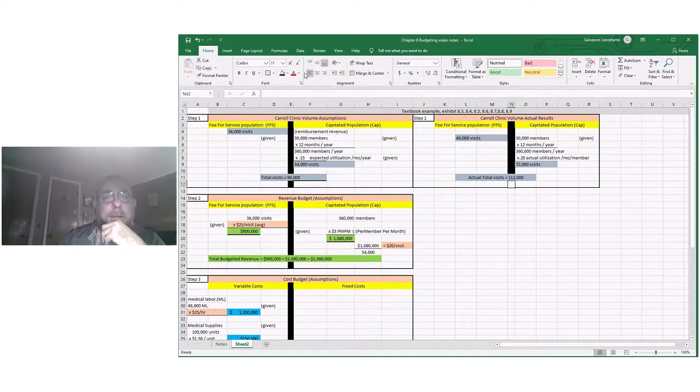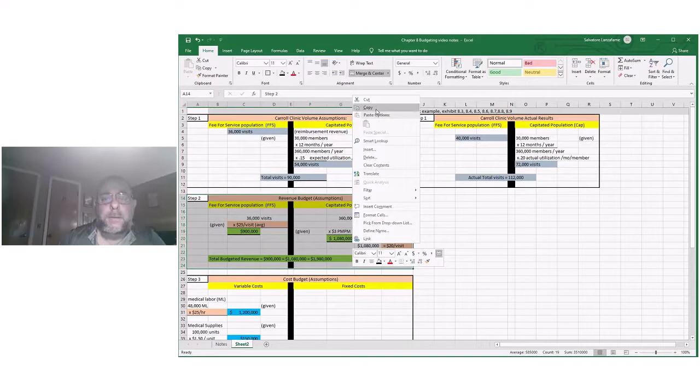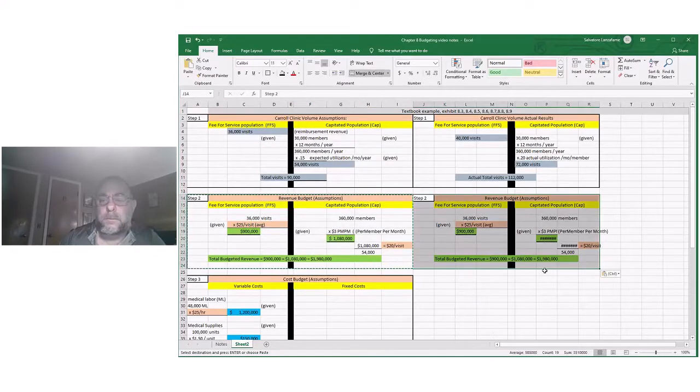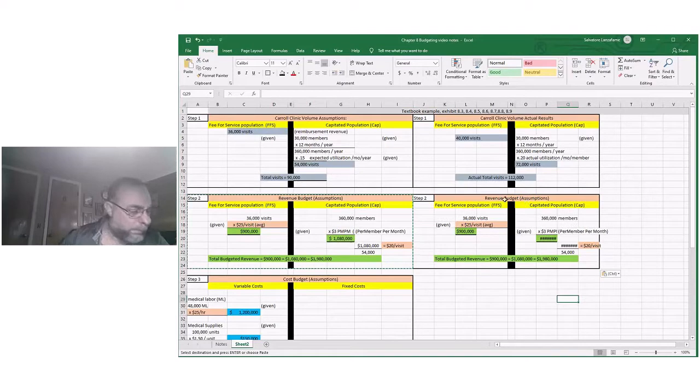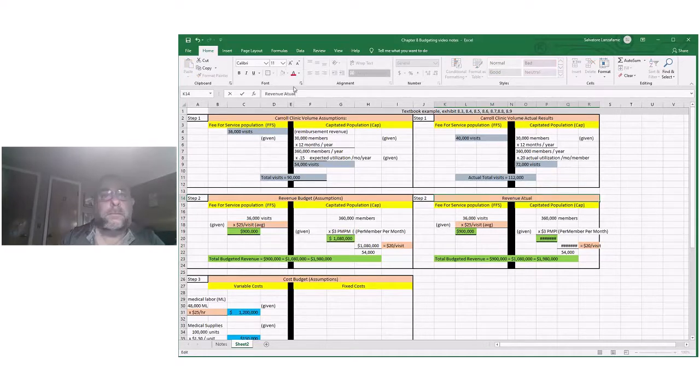So let's take a look at the cost stuff. I'm just going to copy this. Actually, not cost yet, but revenue first. So actual revenue. Now what we're going to do is change that 36,000 to 40,000. And that would bump us up to $960,000.